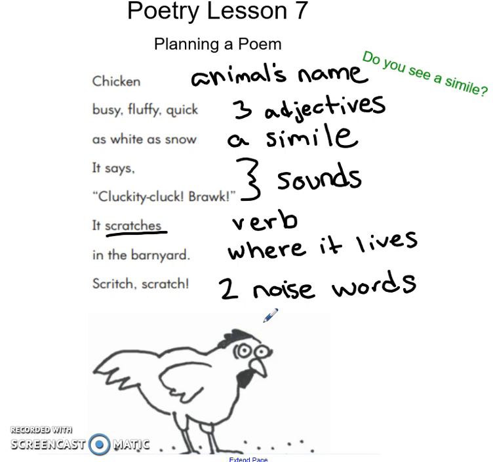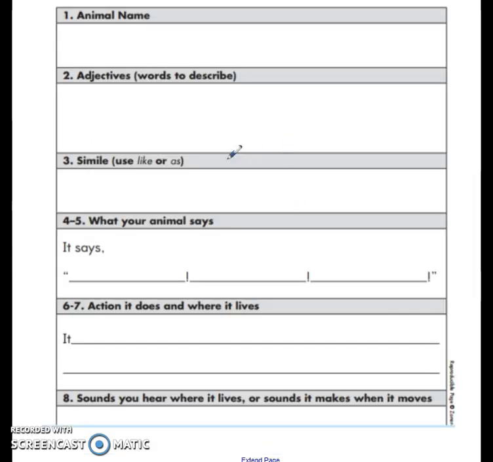So now that we've taken a look at an example animal poem, we're going to plan our own. So you need this plan page in front of you, and we're going to plan an animal poem. So you want to think about an animal that you might want to write about. I think I'm going to choose a crane because in our last Super magazine, we read about cranes. So I'm going to write crane on where it says animal name.